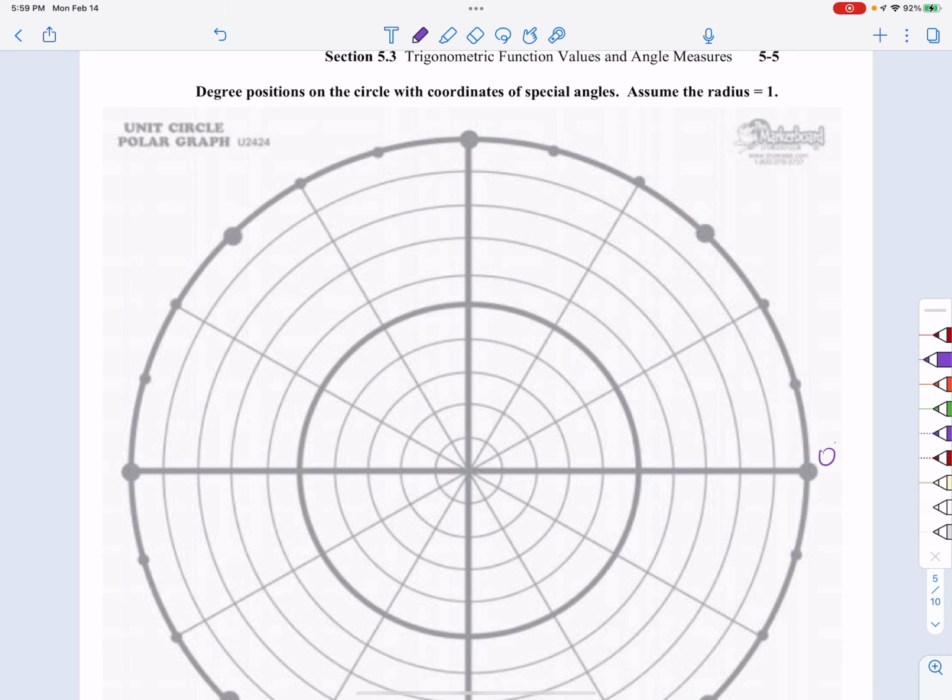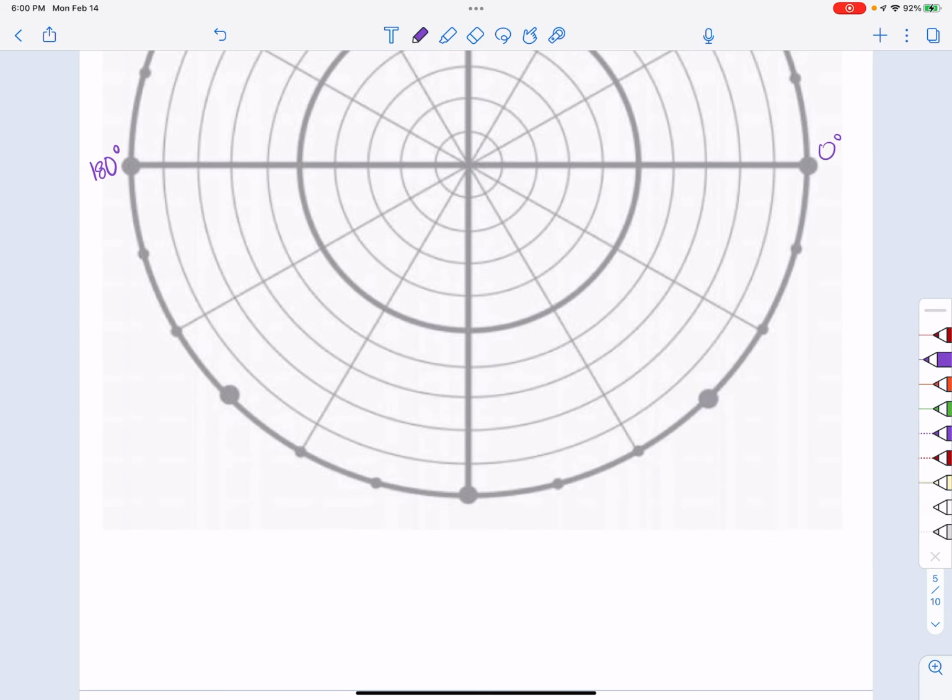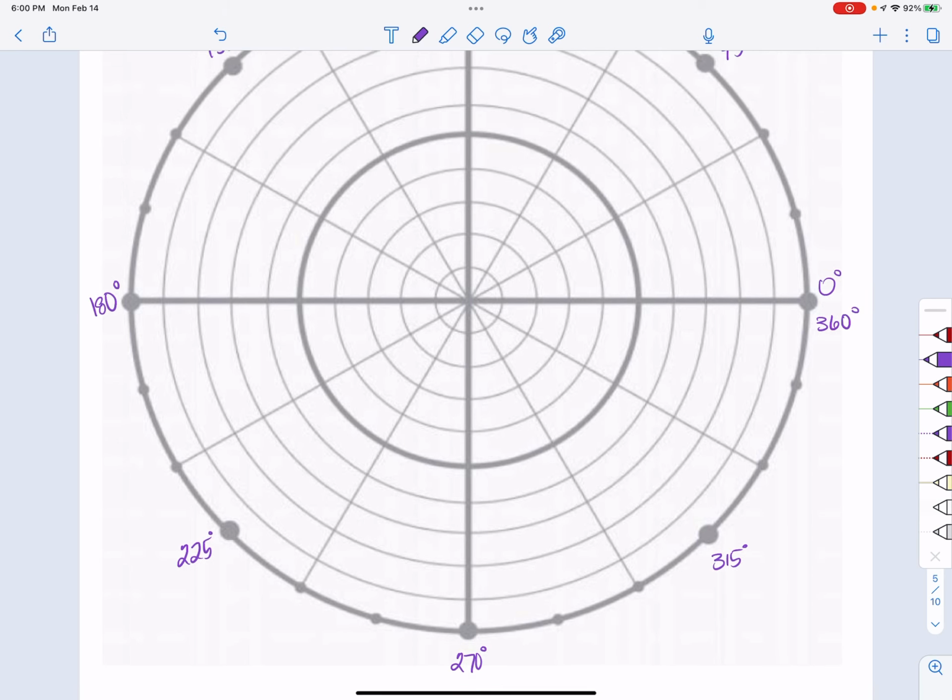We have 0 degrees. Remember that when we were in class, we counted by 45s to get all the way around the circle. So we have 0 degrees, 45 degrees, 90 degrees, 135 degrees, 180 degrees. Down into the third quadrant, we have 225 degrees, 270 degrees, 315 degrees, back to 360 degrees. So that's all counting by 45s.